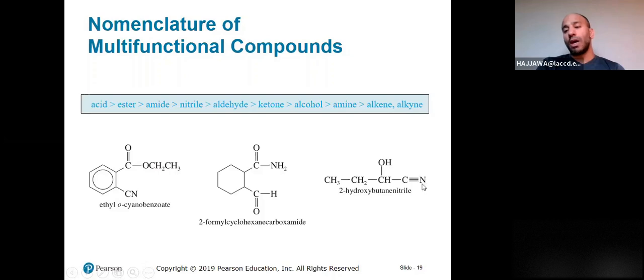Here's a hydroxy and a nitrile. So I know the nitrile, as it is more oxidized than an alcohol, that's why it's going to take the priority in naming the structure. So this would be 1, 2, 3, 4. So that's a butanenitrile. And I have a hydroxy sitting on carbon number 2. So that's a 2-hydroxybutanenitrile.